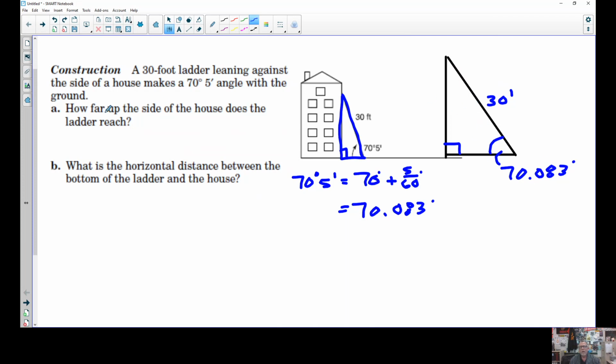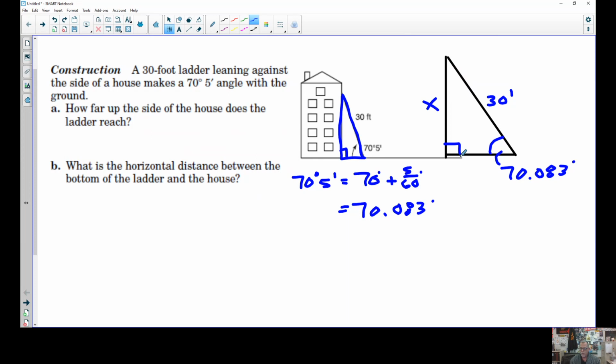So now, how do I find how far up the side of the house the ladder reaches? Well, the side of the house is this side of the triangle. So I'm looking for this side, and I want to label that right away. That's my X, my unknown, right? And what they're always going to do with these right triangle problems is give you 2 out of 3 pieces you need for any of the trig ratios. In any trig ratio, you need the angle and 2 of the sides. So they'll generally give you either 2 sides where you have to find the angle, or an angle and a side, and you have to find the other side.